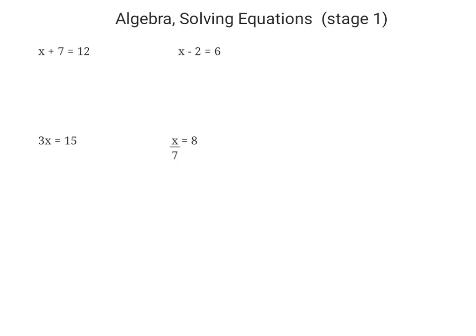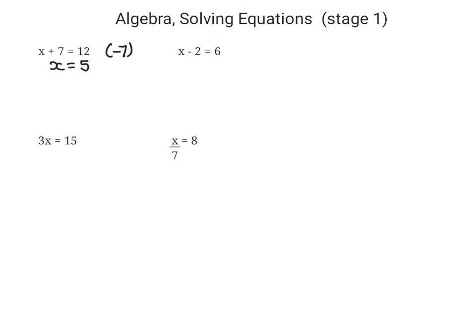So for the first equation, we're going to do the opposite of adding 7. So we're going to subtract 7 from both sides. So subtracting 7 from the left-hand side cancels out the adding 7 to just leave me with x. Subtracting 7 from the 12 gives me 5.